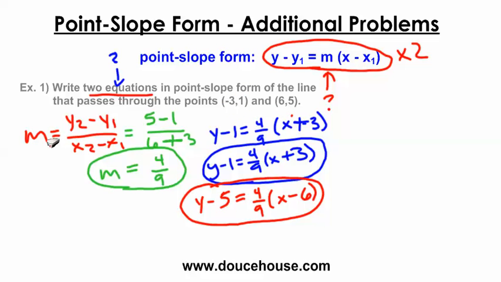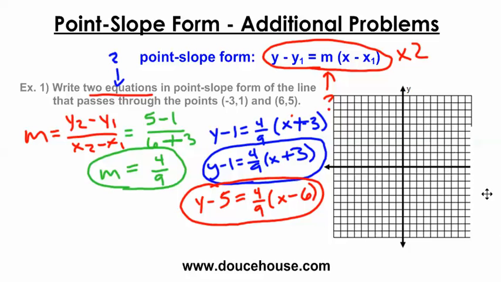So again, once you know the slope, you're going to use one of these coordinates for one equation and the other set of coordinates for the other equation. Now, what if you actually did have a graph? What if you actually did have a graph? Was there a different way you could have done this?